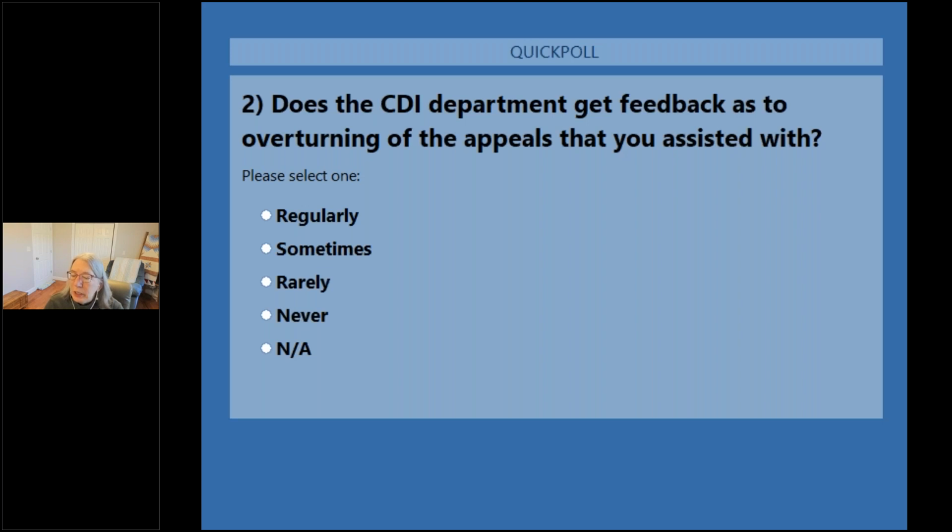So the full question is, if your CDI department is involved with appeal writing, do you get feedback as to overturning of the appeals that you assisted with? So obviously if your CDI department is not involved in appeal writing, then this would not apply for you.